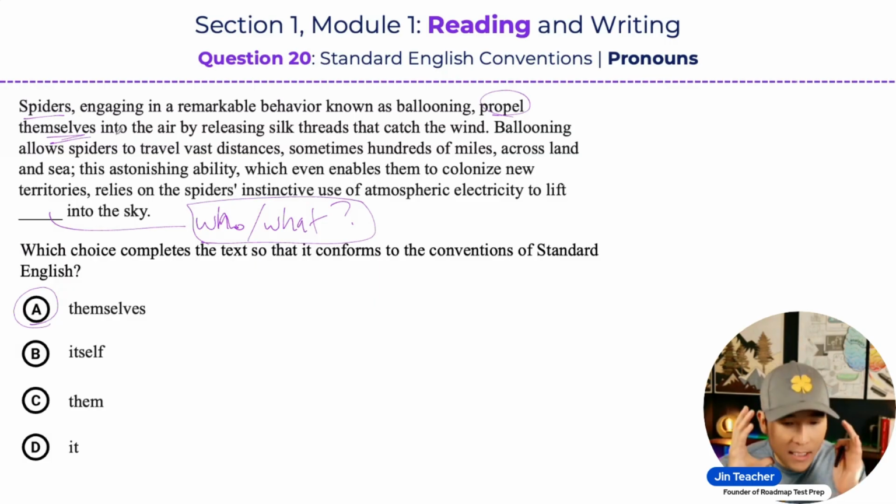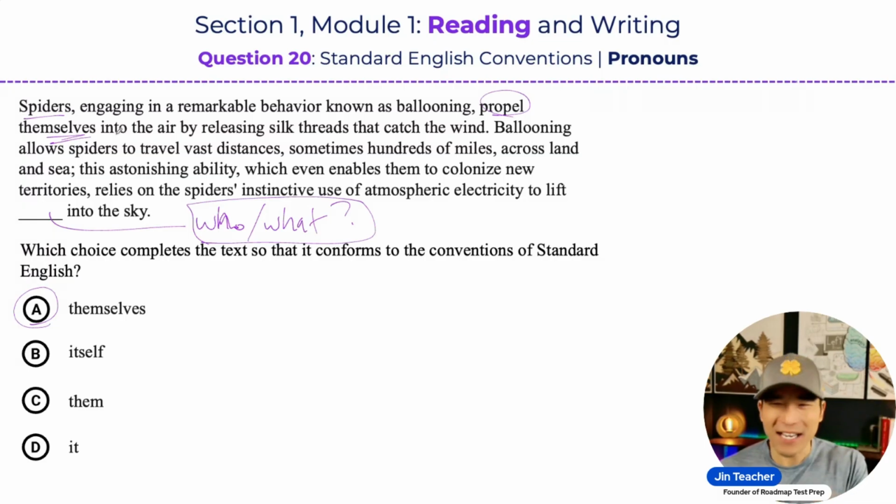So we know based on what this passage is talking about, logically, the answer to this question, right? Who or what is the spider lifting? Well, they're lifting themselves, right? So we know that the correct answer here is going to be A.